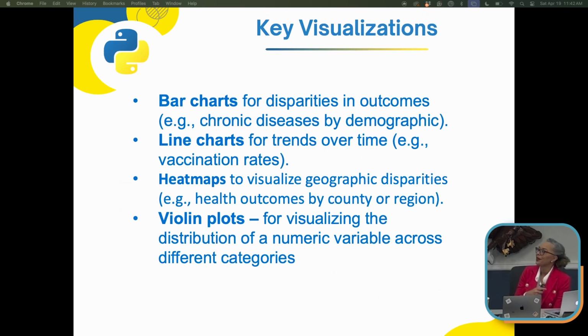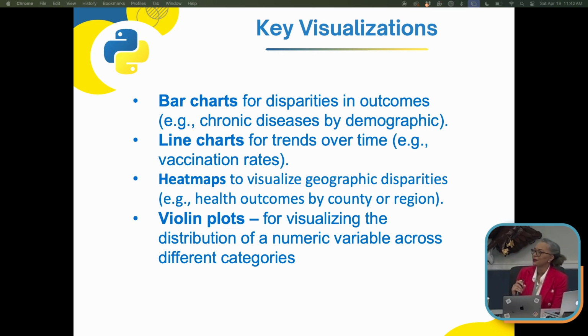All right, so key visualizations that I use in my healthcare work though. Bar charts, an example, looking at chronic disease by demographic. I gave you an example where I looked at counts of Black women living with HIV versus county. Line charts look at trends over time, things like vaccination rates. Heat maps are probably my favorite because they're the most visually appealing. I'm a visual person, so pretty much anything I can do in a heat map, I'm going to do.